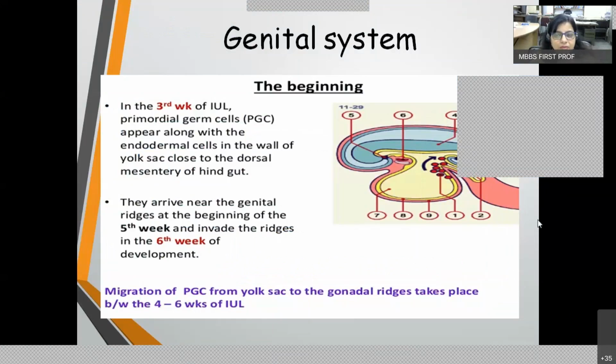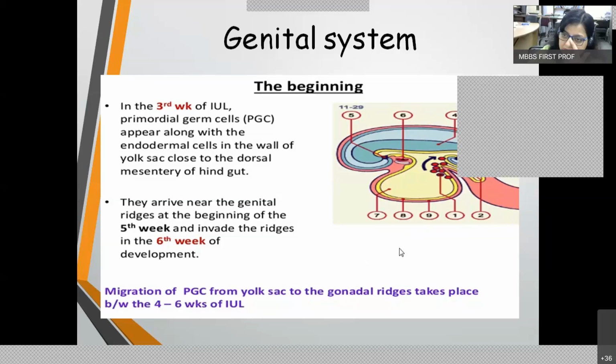So the genital system begins with the development of primordial germ cells. Now the primordial germ cells are lying along with the endodermal cells in the wall of the yolk sac close to the dorsal mesentery of the hindgut. And they arrive near the genital ridges at the beginning of the fifth week. Means they migrate from the dorsal mesentery of the gut in the form of amoeboid movements, and they reach the genital ridges in the fifth week. In the sixth week, they invade the genital ridges.